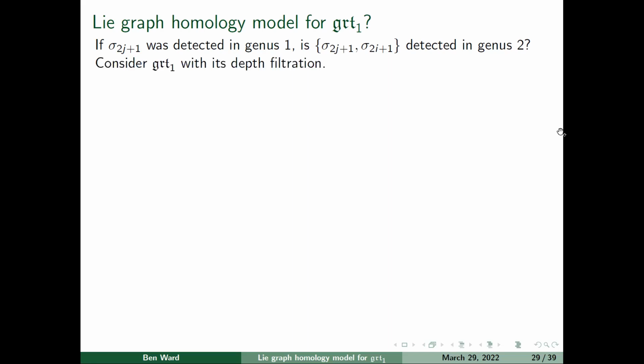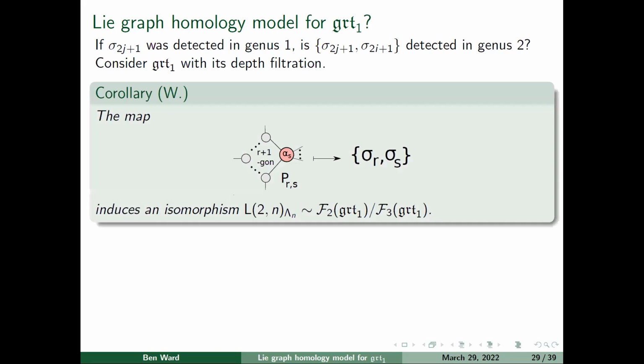So let's consider now this Grothendieck-Teichmuller Lie algebra with its depth filtration. And we have the following consequence of the calculation above. So I take my element PRS, so it's a polygon with a distinguished vertex, and this special genus 1 class is this label. And I view that as an element in L2n. It's anti-invariant. And I'd like to map that to the Lie bracket of 2 of these guys, Lie bracketed together of the appropriate R and S.